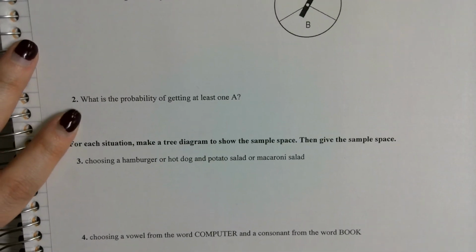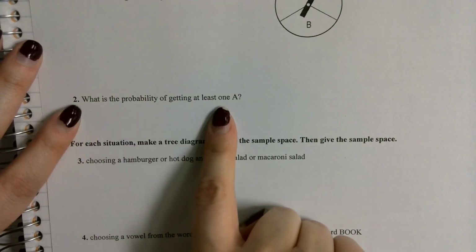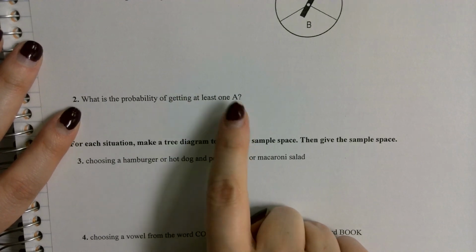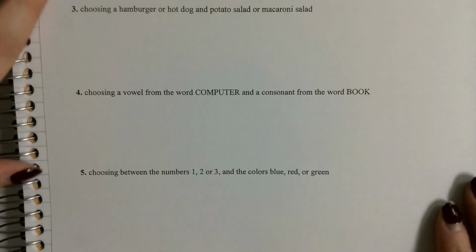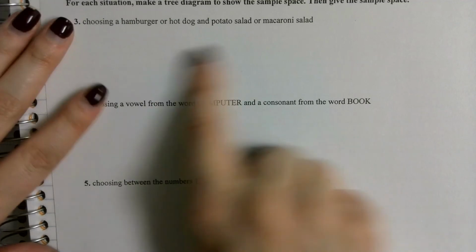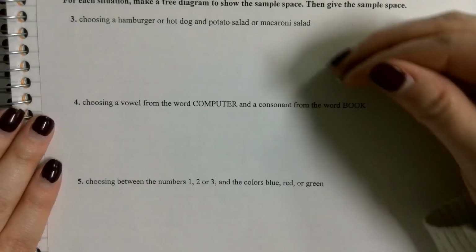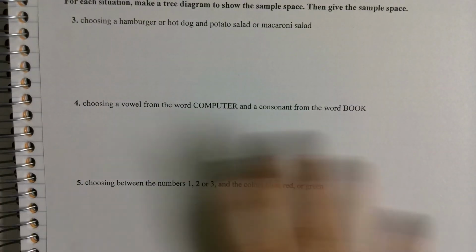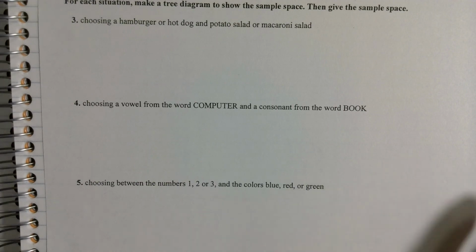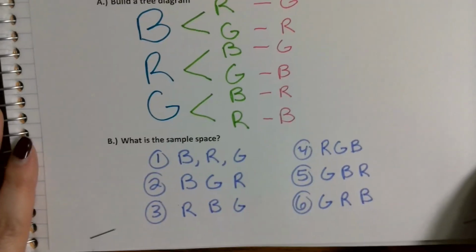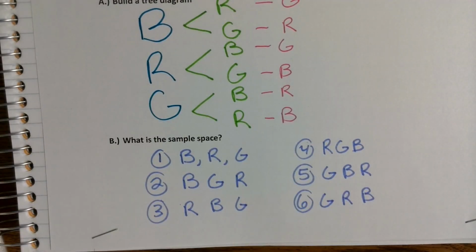Then, after you're done doing that, they want to know what's the probability of getting at least one A. Then for here, you'll make your tree diagrams based off of the scenarios and your sample space. It's just those 5 questions. It's real quick and simple. Yes, sir. Due on Monday.